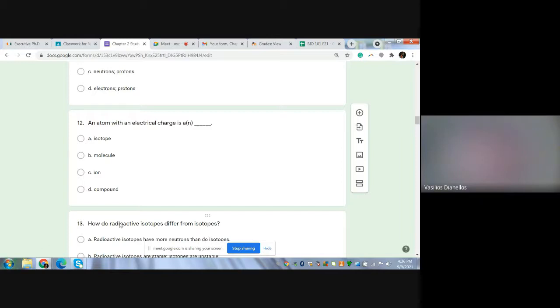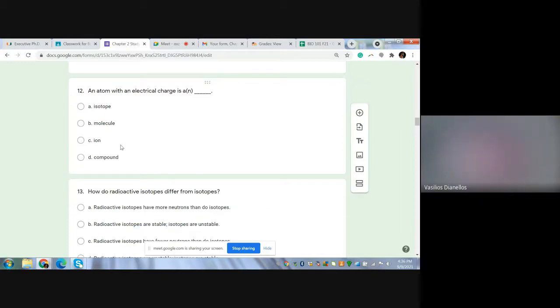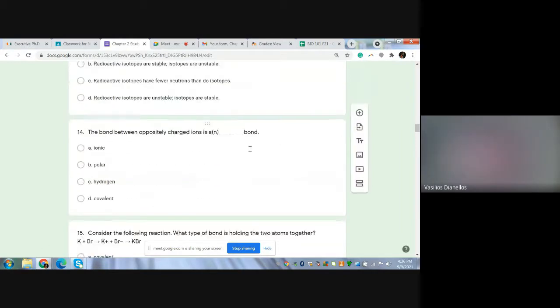Number 13, how do radioactive isotopes? Nope, not going to talk about that. We don't have time. It won't be on the exam. The bond between oppositely charged ions is a blank bond. It's in the name, ions, so it's an ionic bond. Any questions about number 14?